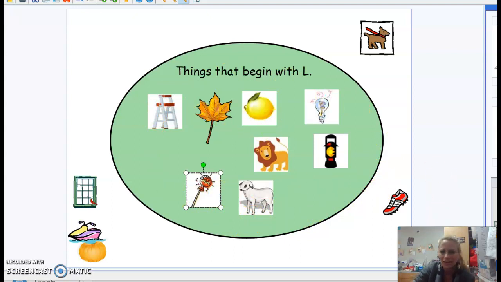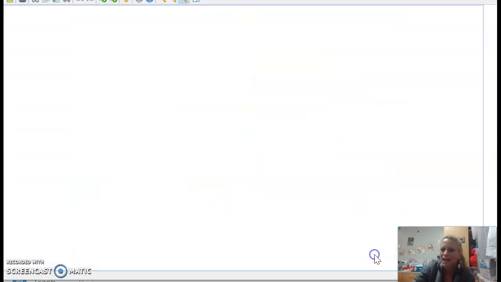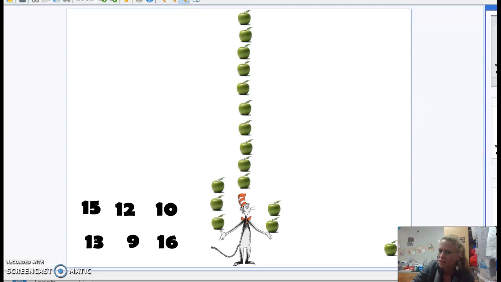Oh, good work. All right, so here is our next activity. We are going to count how many apples the Cat in the Hat is holding. We are celebrating a whole bunch of different authors this week. And so one author we are celebrating too is Dr. Seuss. So we're going to read a couple books from him. So let's count the apples on his head and see if we can identify the number he is holding. Ready? 1, 2, 3, 4, 5, 6, 7, 8, 9, 10, 11, 12, 13, 14, 15. Wow, that is a very big number.